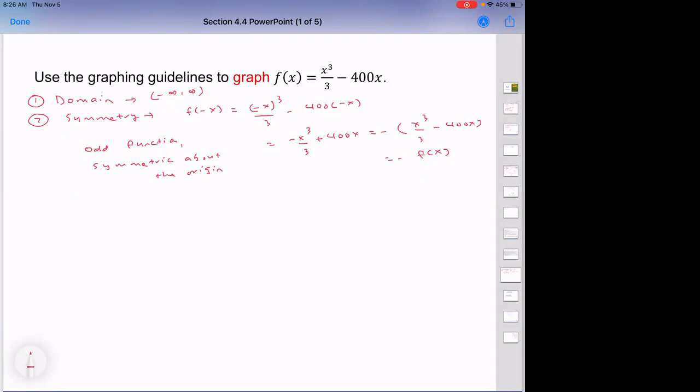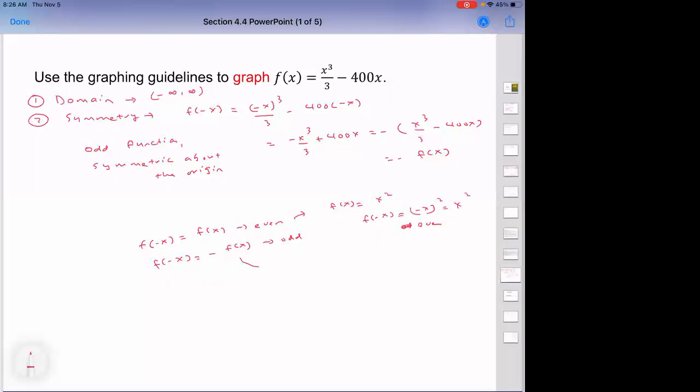we are checking whether a function is odd or even. When you replace x by negative x and you get the same function back to itself, this is an even function. When you replace x by negative x and you get the negative of that function, it is an odd function. For example, f(x) equal to x squared. Replace x by negative x. What do you get? Back to itself, right? This is an example of an even function.